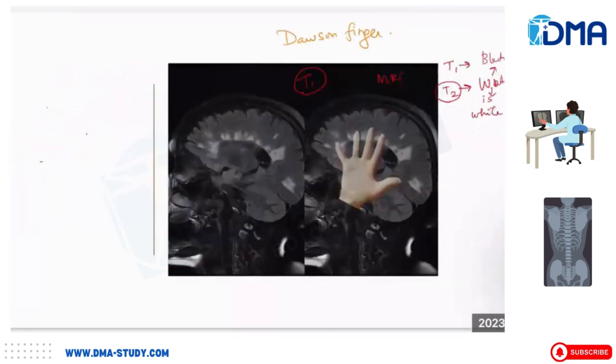Then you see, it looks like the fingers in the brain. That is the Dawson fingers. Where do you see Dawson fingers? We discussed it 2-3 days back. Dawson fingers in the brain, you see it in multiple sclerosis.